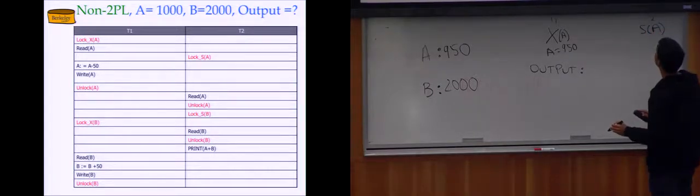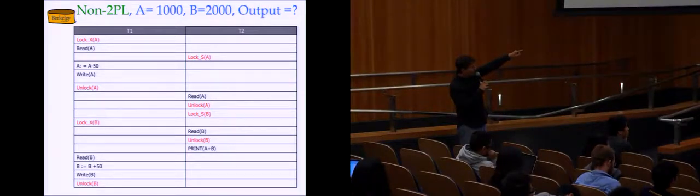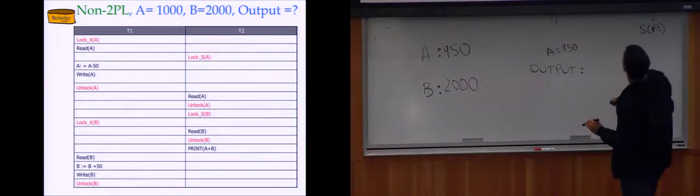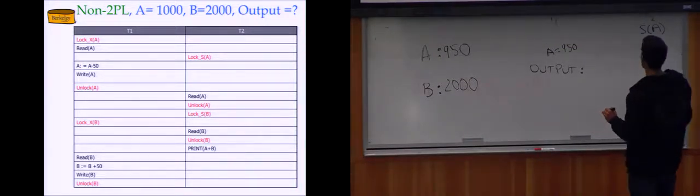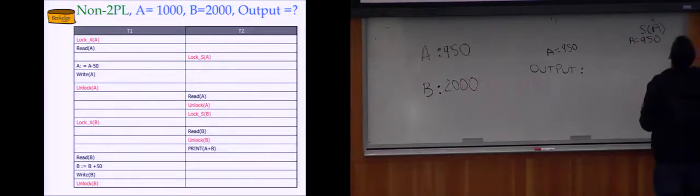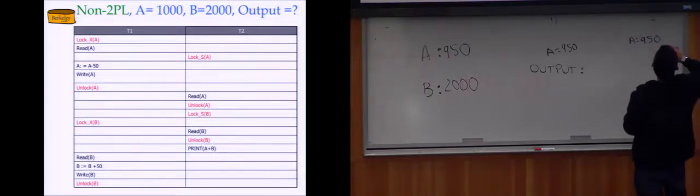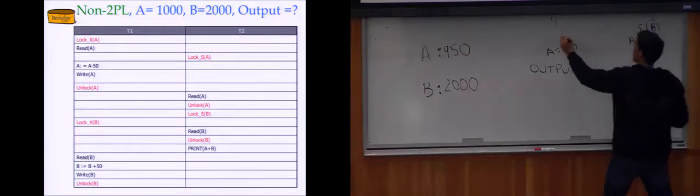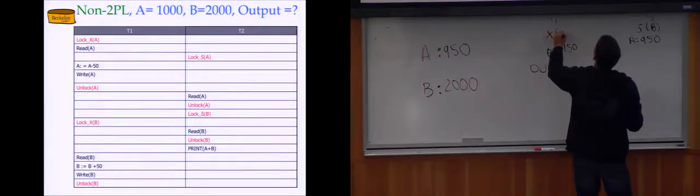Okay, so now we're at line 1, 2, 3, 4, 5. We've just written A back to the database, and we unlock A in T1. Okay, and now T2 is going to read A, and it gets what value for A? It believes A is 950. And it unlocks A, and it gets a shared lock on B, which is kind of irrelevant because we're ignoring locks clearly. The next thing that happens is T1 gets an exclusive lock on B. Okay, that's crazy, but let's say it happens.